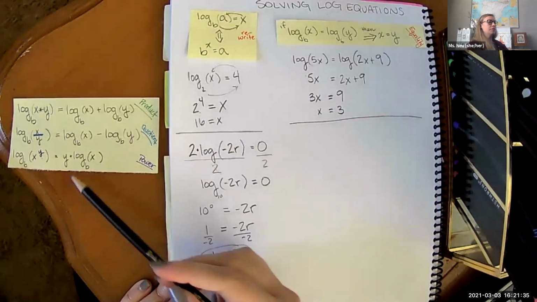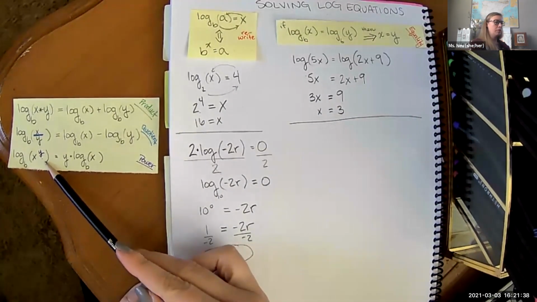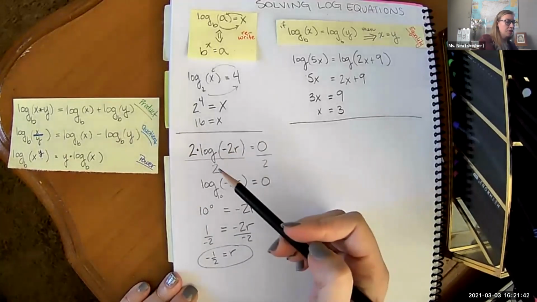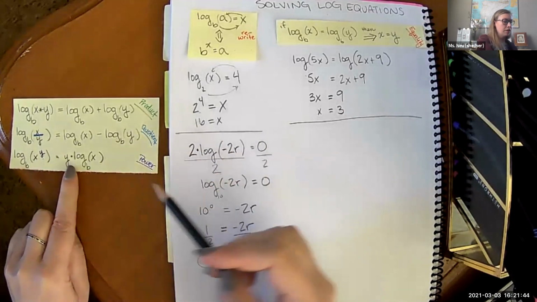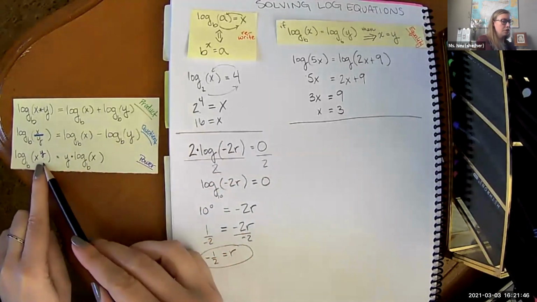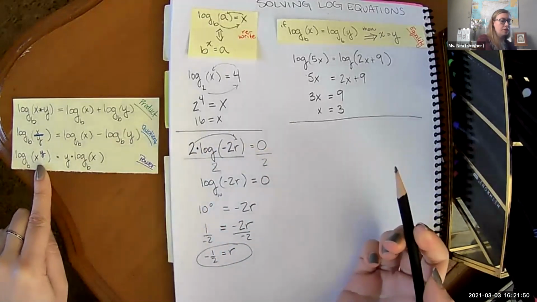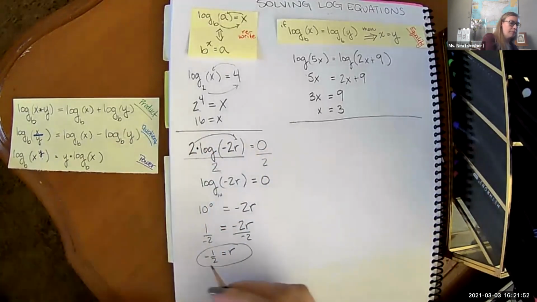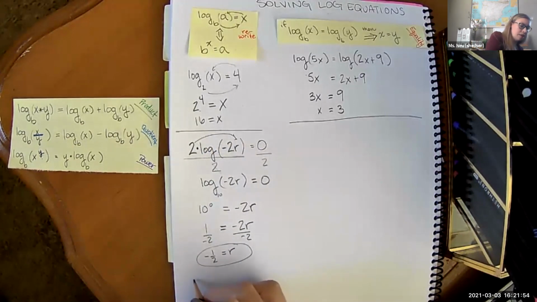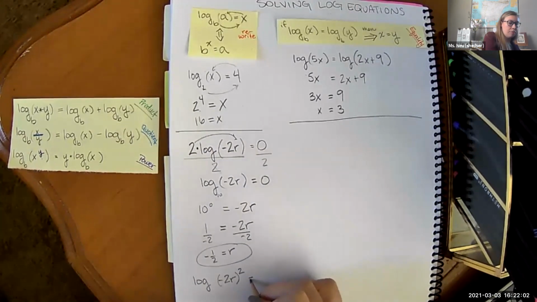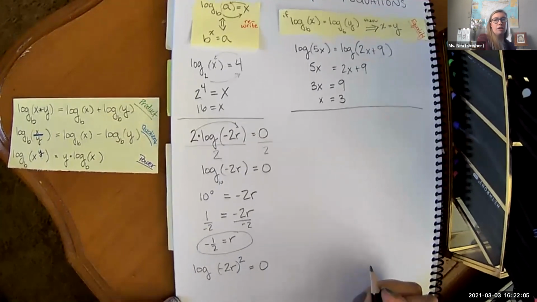But what if I had used my rule over here, my power rule? So let's just give that a try really quick. The power rule states that if I have something out in front as a multiplier, I can just put it up in the power of the log. So I'm going to bring this thing and stick it up here and make it part of the power. I'm going to rewrite this as, and everything that I'm taking the log of needs to be raised to that power. Okay, great. Here we go.